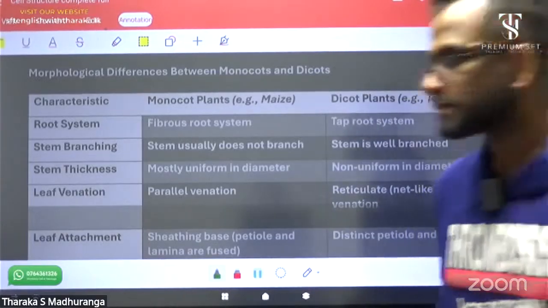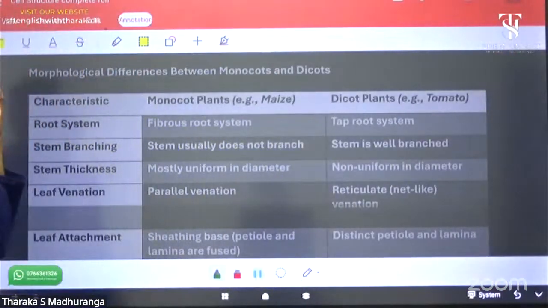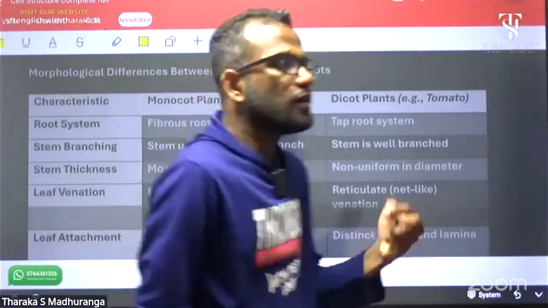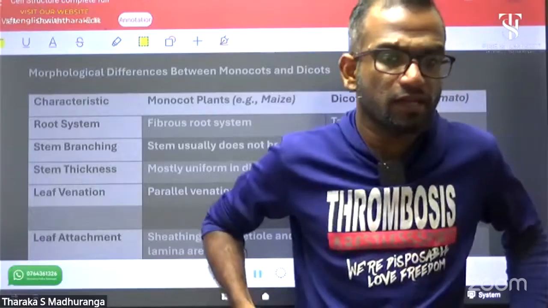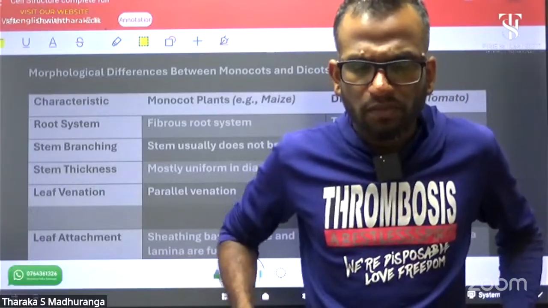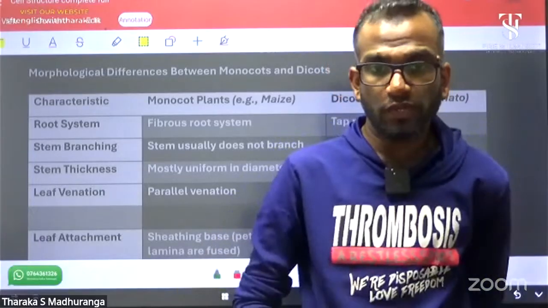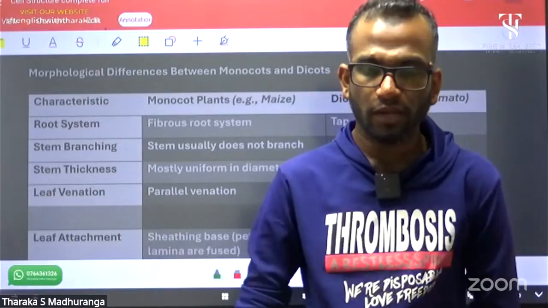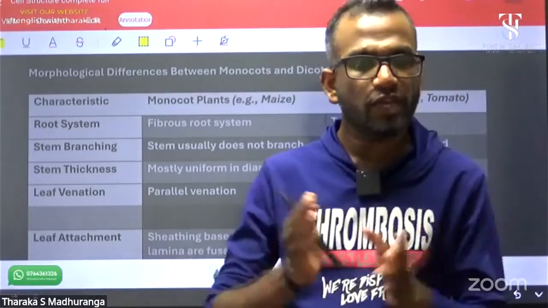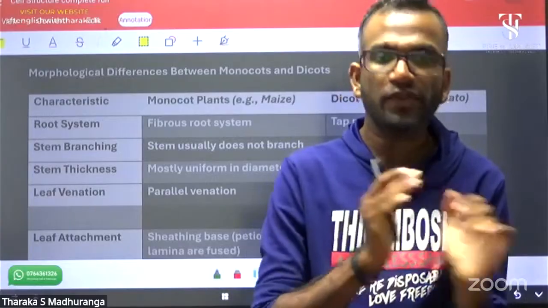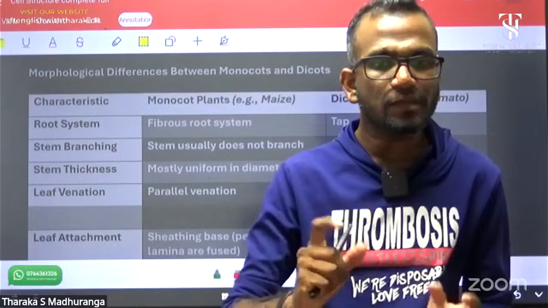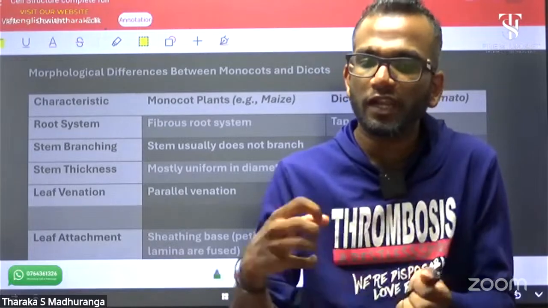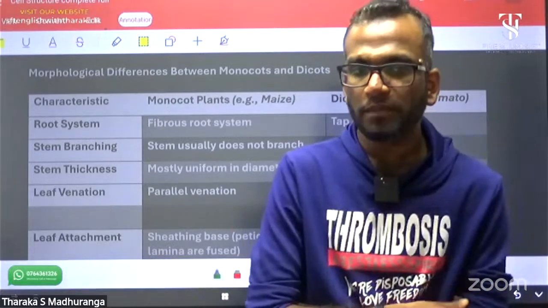Okay, sorry. Hi. I told you in plant classification, we have different classification methods. You learned different classifications at O level, right? Now, the most basic classification method is monocotyledon plants and dicotyledon plants. What's the main difference between monocotyledon and dicotyledon?